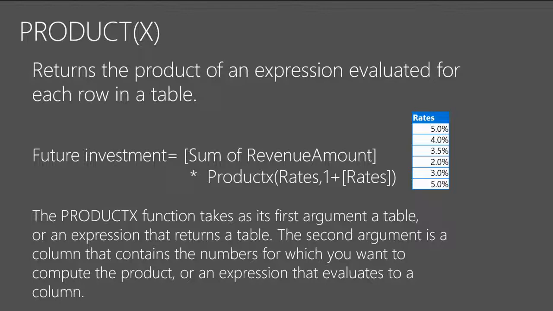The last one, and this is one that is loved by a lot of people as well, is called PRODUCTX. This is one of those features that also allows you to do a whole lot of other things. Excel has 15 functions that use this under the covers, so all those functions we can start doing as well. In this case, it returns the product of an expression evaluated for each row in the table. So let's say you want to calculate a future investment. Excel has the FV function to calculate future values. In this case, what I want to do is calculate the product based on the rates.